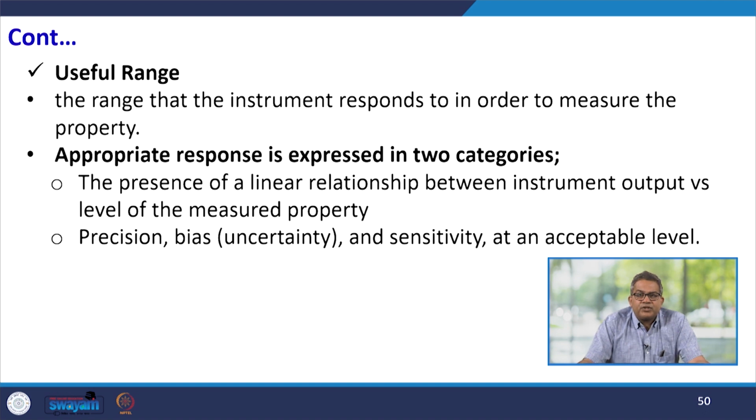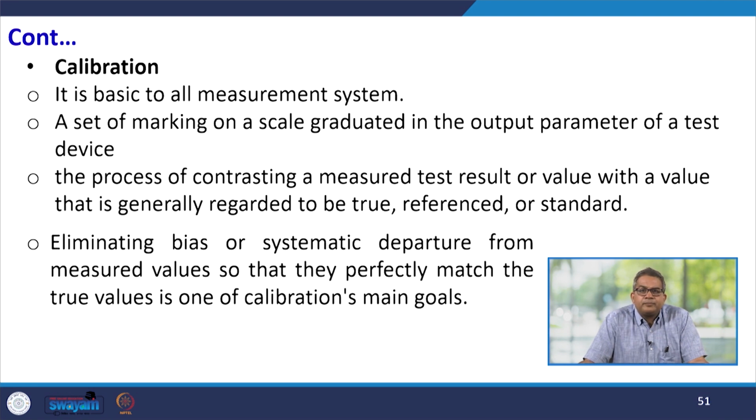The useful range. The range that the instrument responds to in order to measure the property. Appropriate response is expressed in two categories: the presence of a linear relationship between the instrument output versus level of measured property, and the precision, bias, uncertainty and sensitivity at an acceptable level.